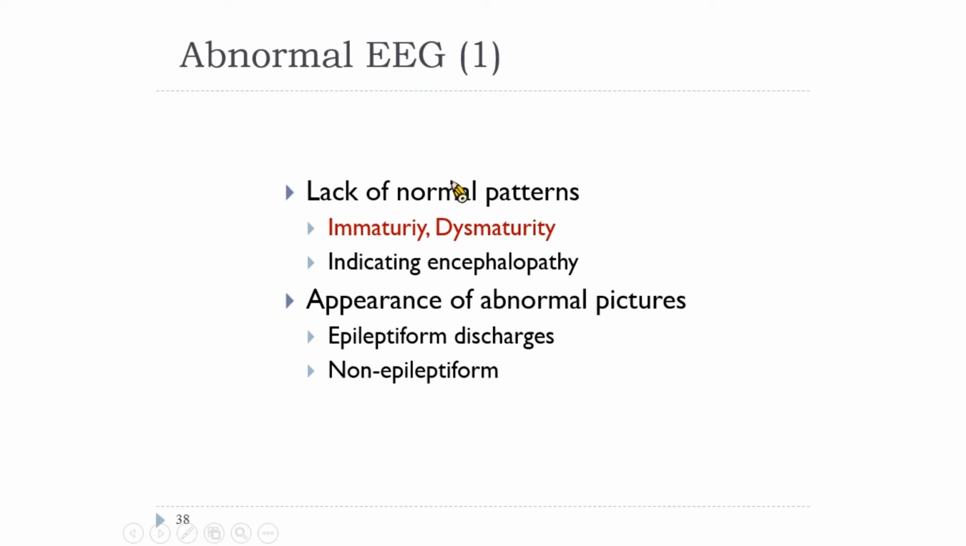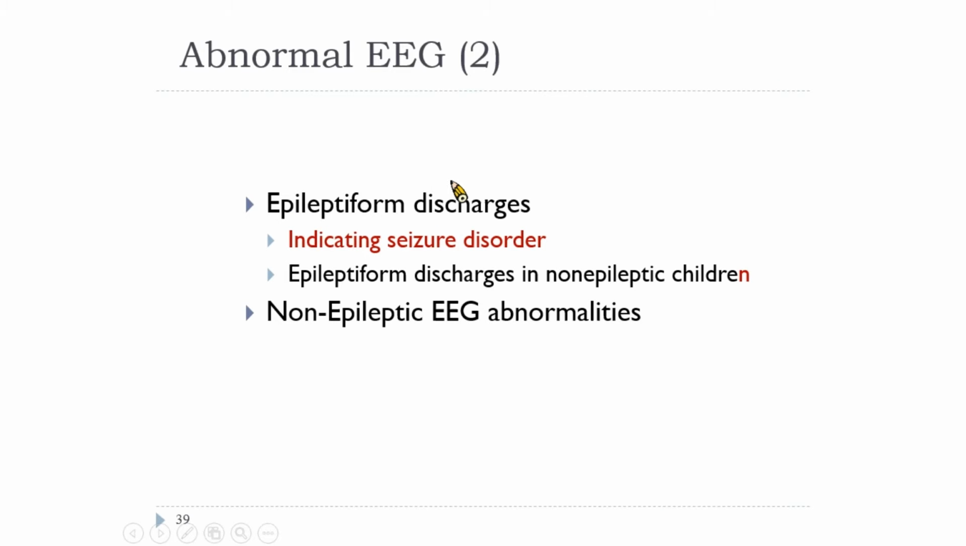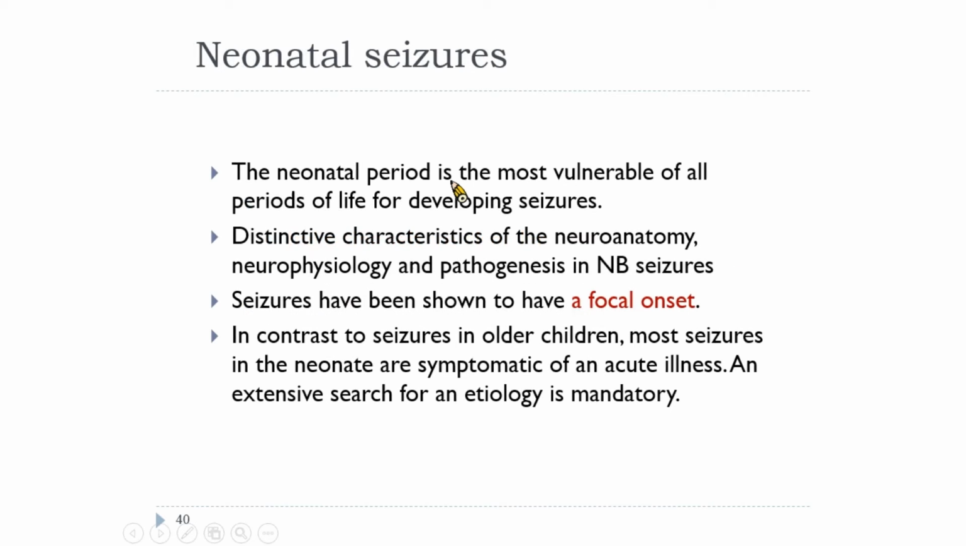Active appearance of abnormal pictures is grossly divided into epileptiform and non-epileptiform. We start from epileptiform discharges, which usually indicate seizure disorder. Remember, we don't just read EEG, we study and interpret in the context of clinical information. For newborns, not only EEG, but also clinical features are totally apart from those of older children.